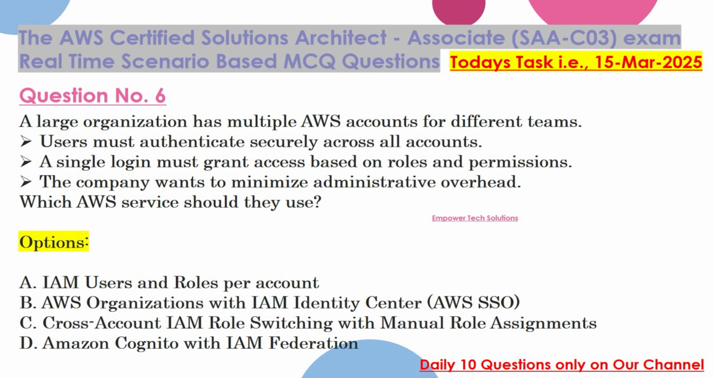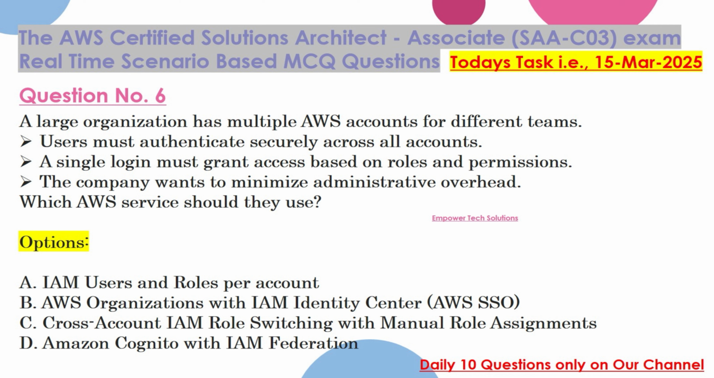Question 6. A large organization has multiple AWS accounts for different teams. Users must authenticate securely across all accounts. A single login must grant access based on roles and permissions.